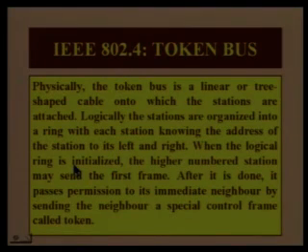When the logical ring is initialized, the highest numbered station, which was installed first, may send the first frame. After it is done, it passes permission to its immediate neighbor by sending a special control frame called a token. Now let's see how both the protocols are working.